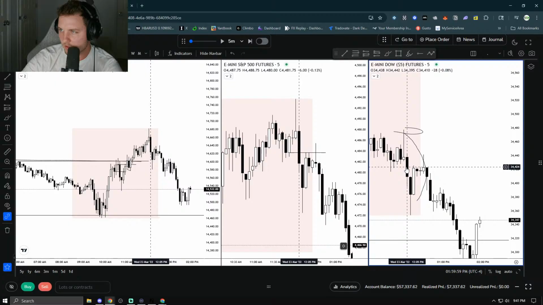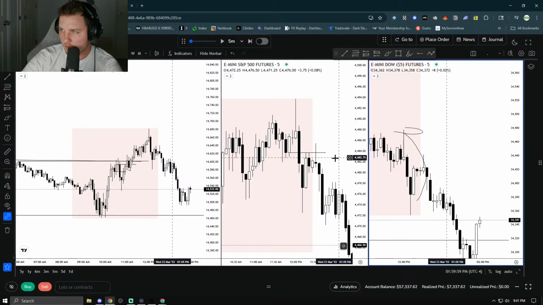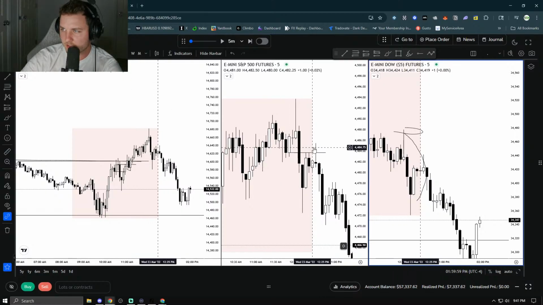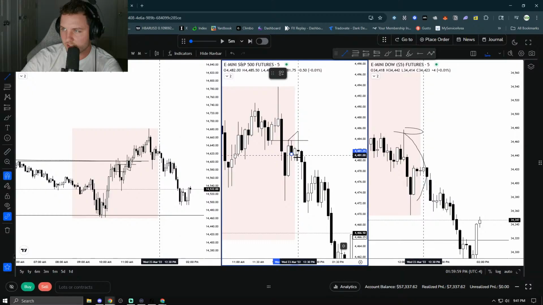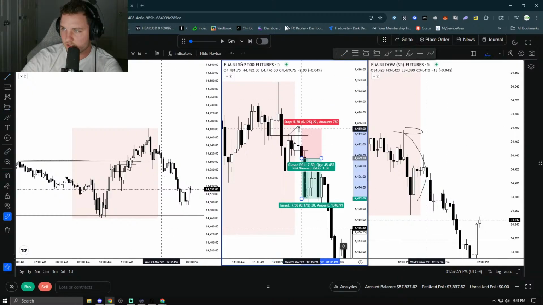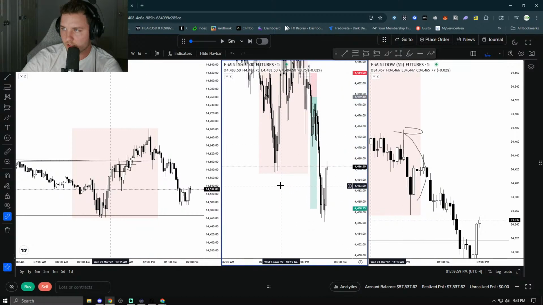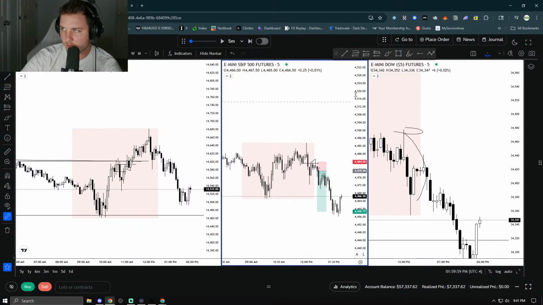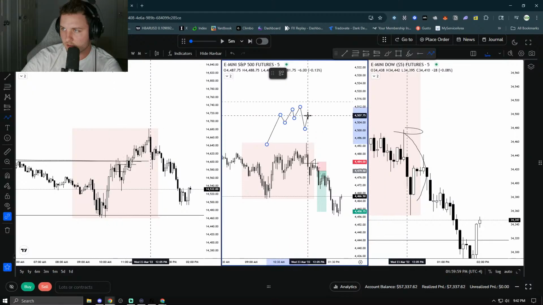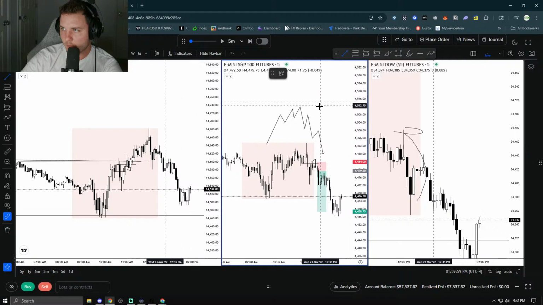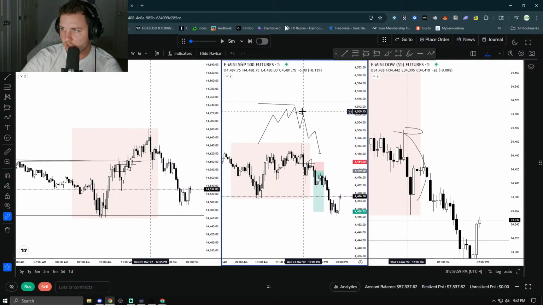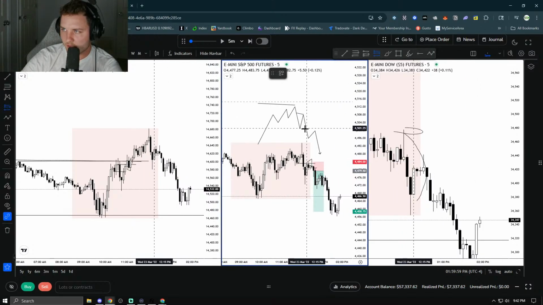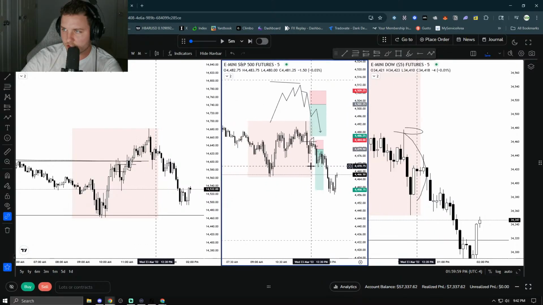Let's see here. No SMT though. Ideally, I would like to see an internal SMT, something like that. That would be perfect. And then you could wait for this CISD, then you take this 50%, target wherever. This is that continuation model on a schematic: internal SMT with an external, right? And then you get in on the CISD. That's exactly what this is.